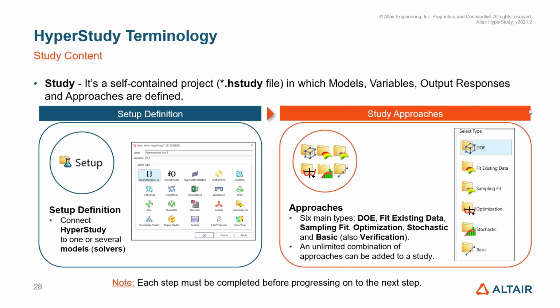We'll usually be working with this .hstudy file. This contains your models, your variables, your output responses, and your approaches. What's really nice about this is as you automate these different runs, there's a nice tree structure where you can go in and query and see individual runs.